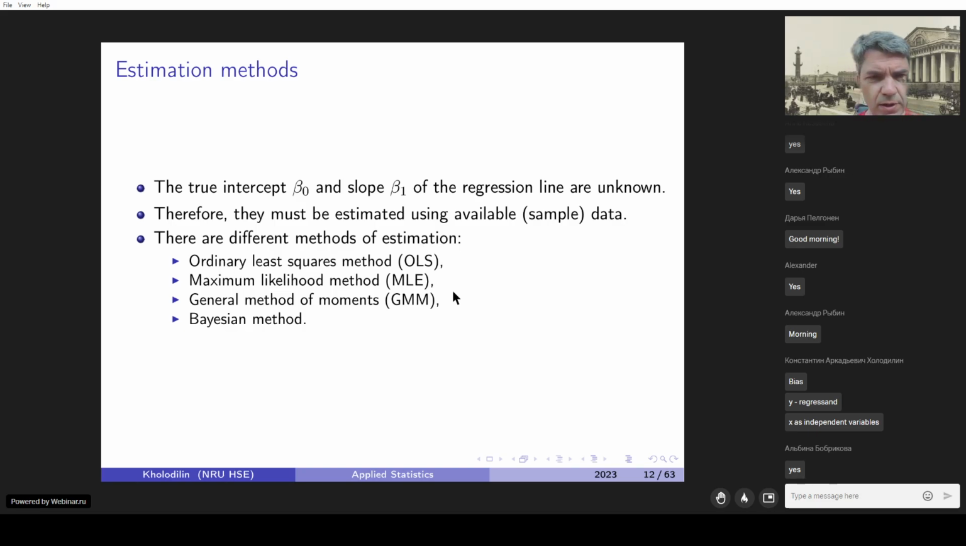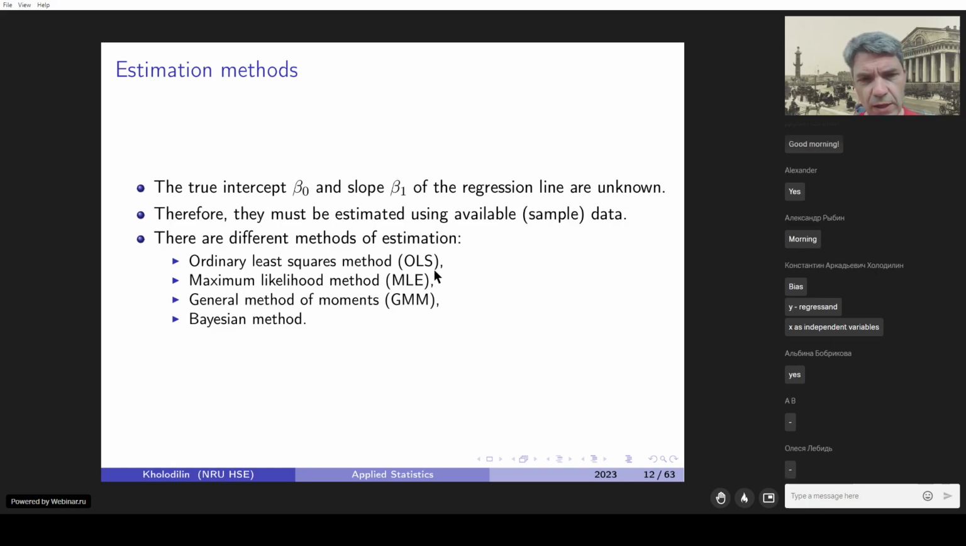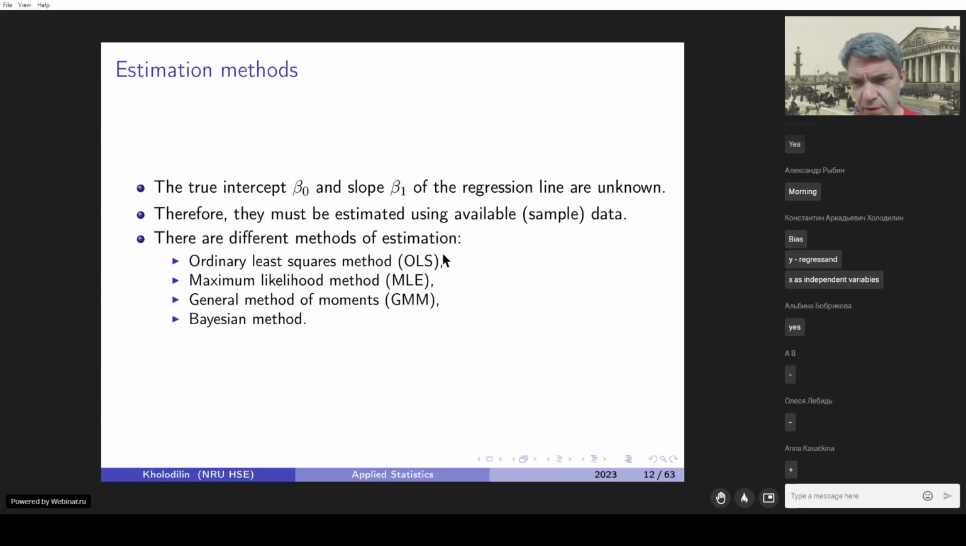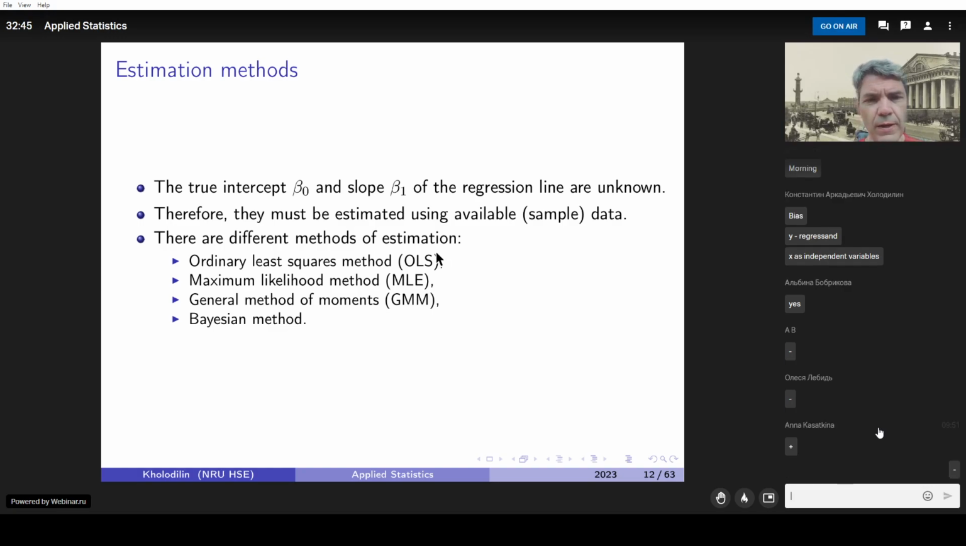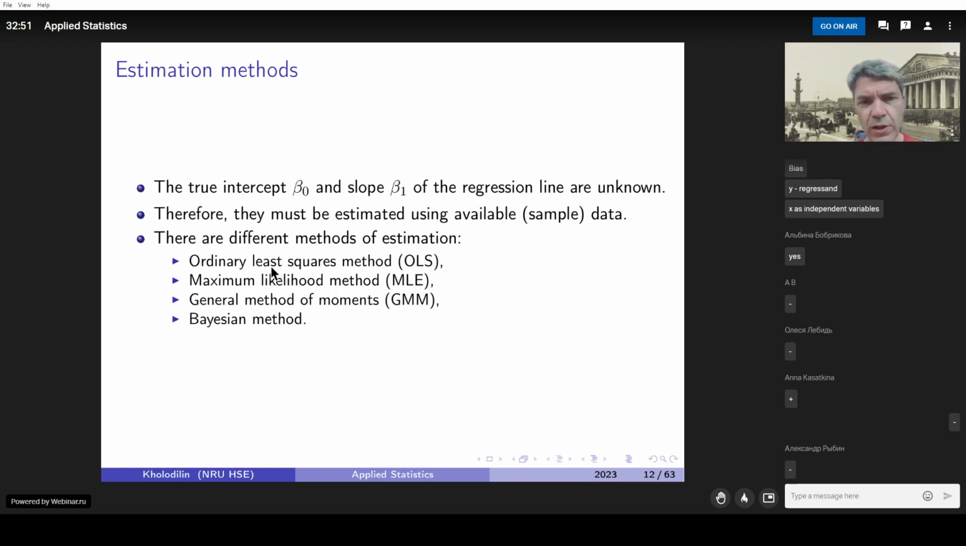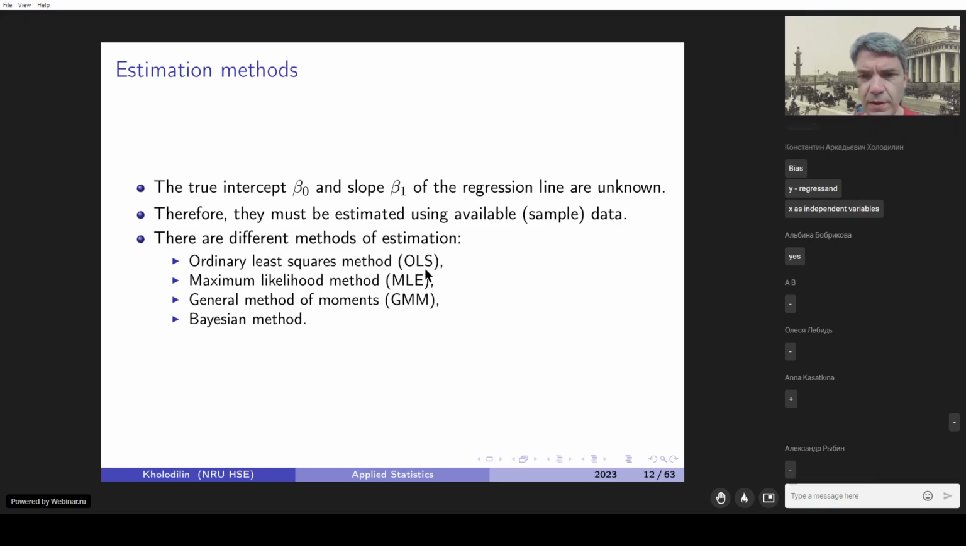Please put a yes or a cross if you know this method, and a minus or no if you don't know it. Okay, some of you know it, some do not. The abbreviation for ordinary least squares is OLS, and you will see it pretty frequently in the nearest future already.